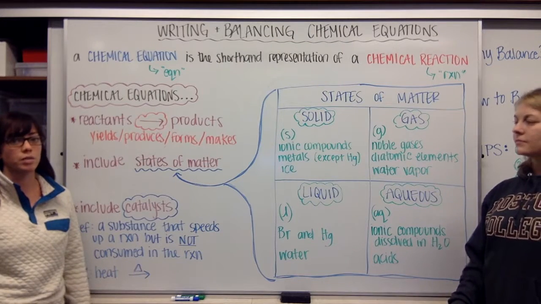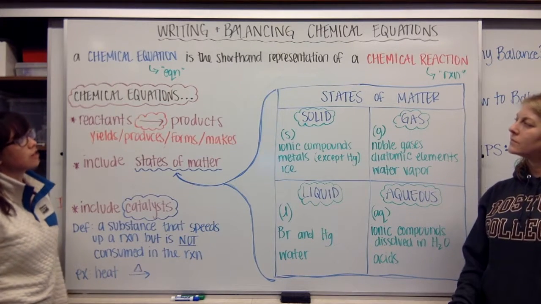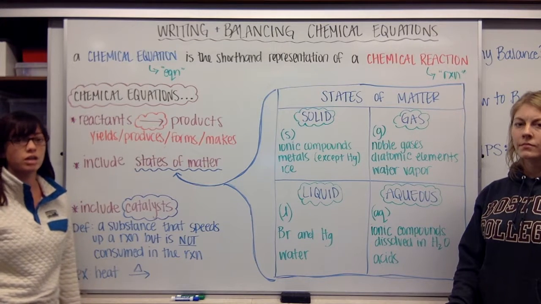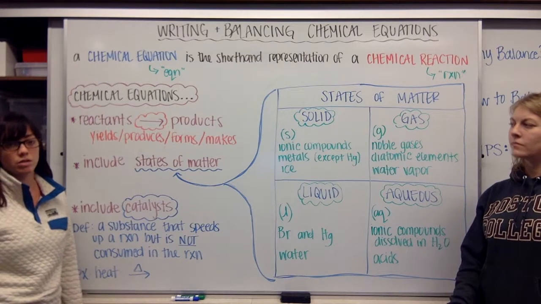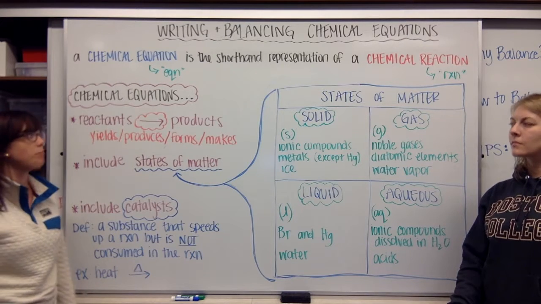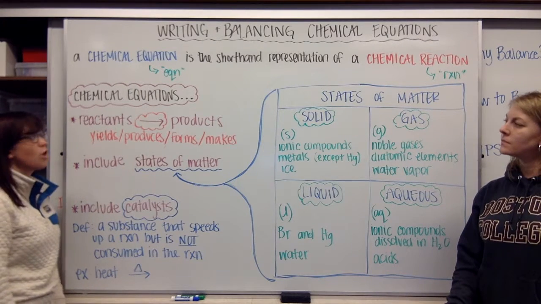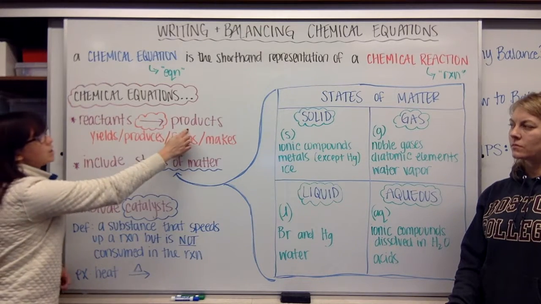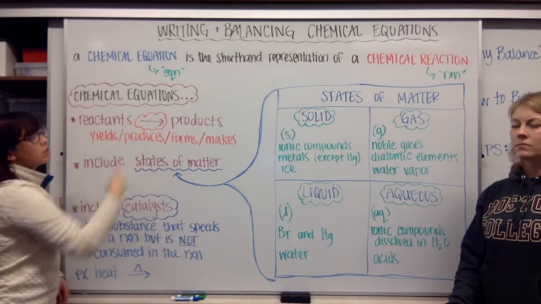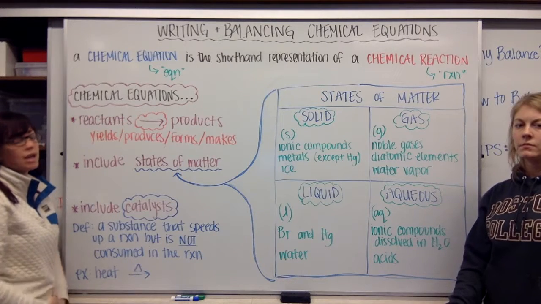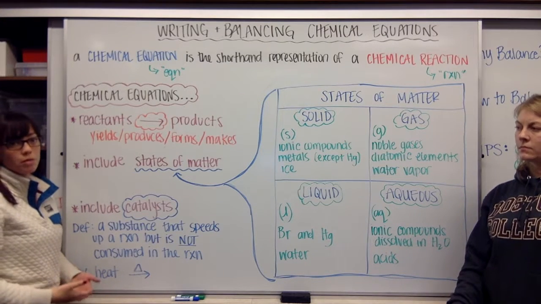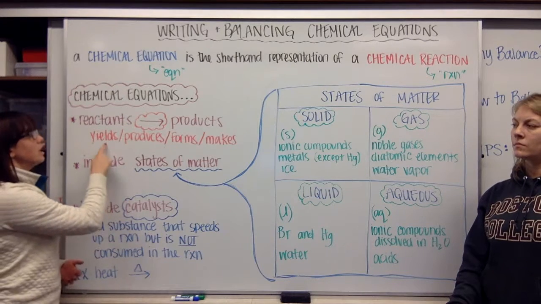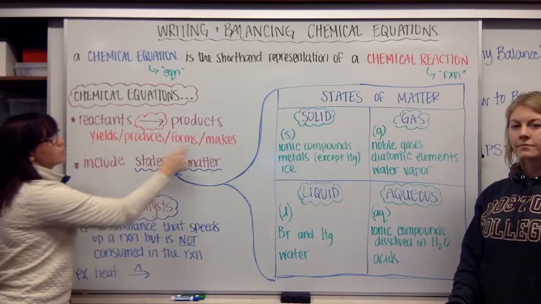I just want to explain what a chemical equation actually is: it's the shorthand representation of a chemical reaction. You've seen them before. We dealt with it in our first lab, the burning candle lab. Chemical equations always have the reactants on the left side and the products on the right, with our yield sign in between. In our word problems or sentences, we might see yields, produces, forms, or makes.